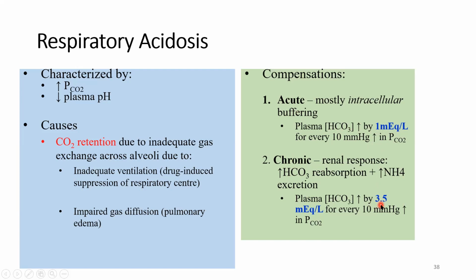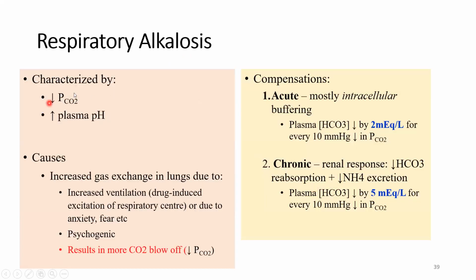So the kidney basically ups its game. It enhances its reabsorptive capacity of the bicarbonate and the formation of new bicarbonate, as compared to 1, to 3.5 milliequivalents per liter for every 10 mmHg rise in PCO2. Together, this along with ammonium excretion also addresses the acidosis in the long term. In the short term, it's only bicarbonate increase. In chronic, it's bicarbonate reabsorption increase plus ammonium excretion. That's that.